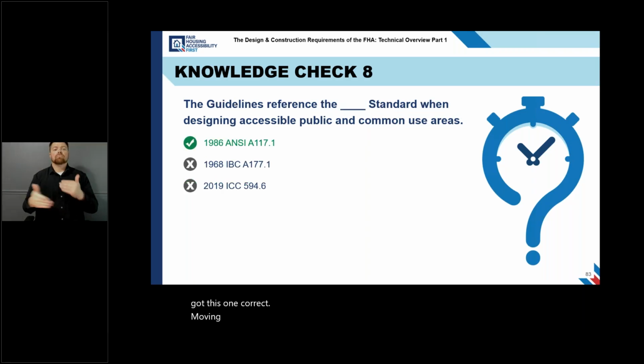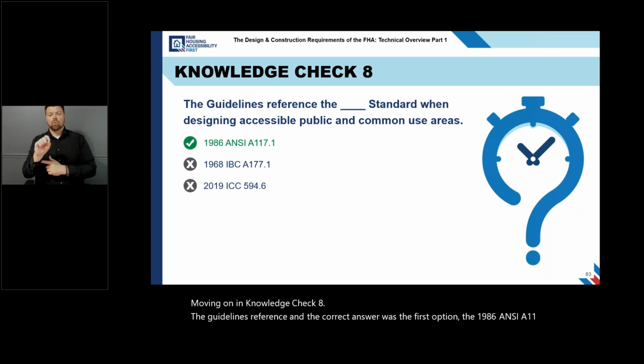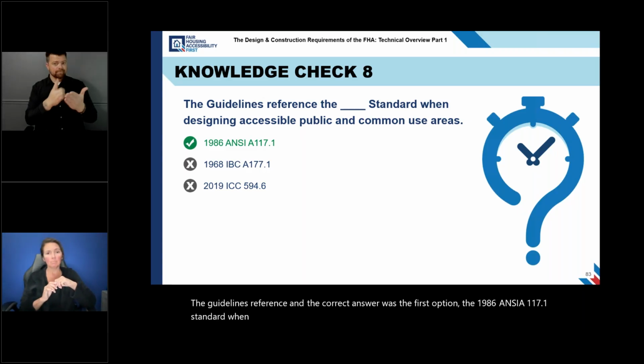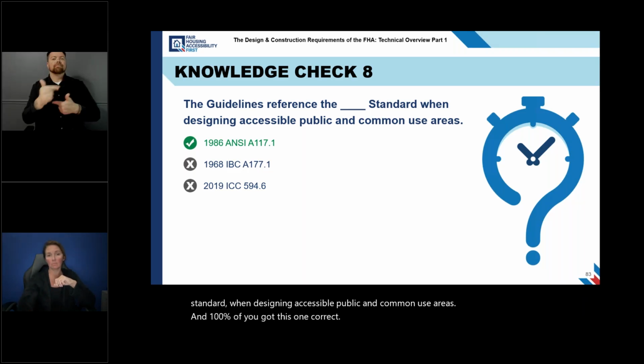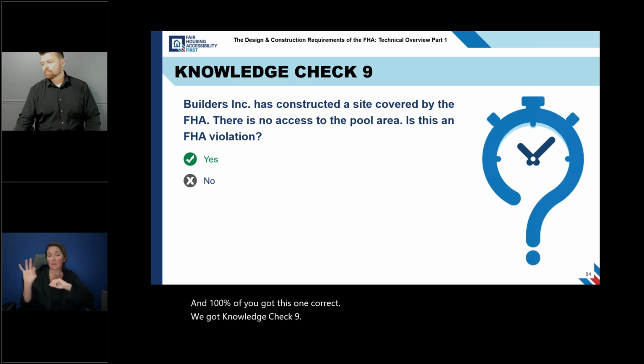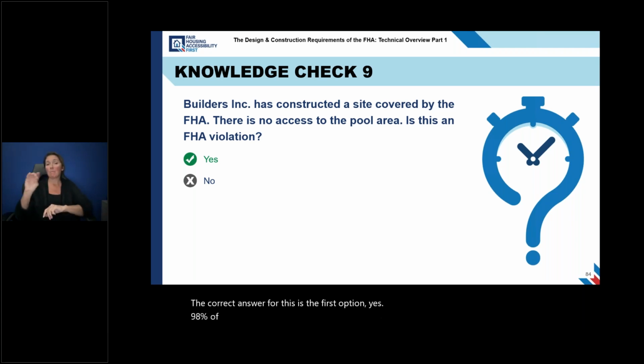Moving on to knowledge check 8. The guidelines reference, the correct answer was the first option, the 1986 ANSI A117.1 standard when designing accessible public and common use areas. And 100% of you got this one correct. Moving on to knowledge check 9. Builders Inc. has constructed a site covered by the FHA. There is no access to the pool area. Is this an FHA violation? The correct answer for this is the first option, yes. 98% of you got this one correct.